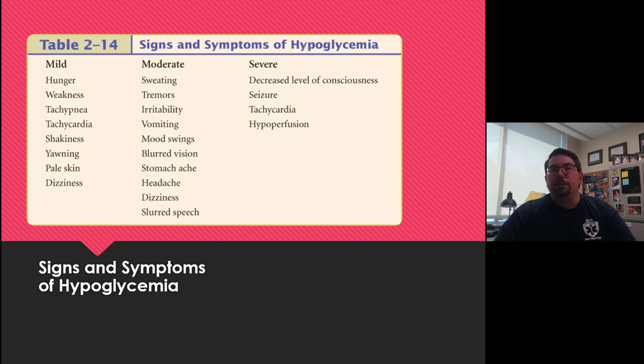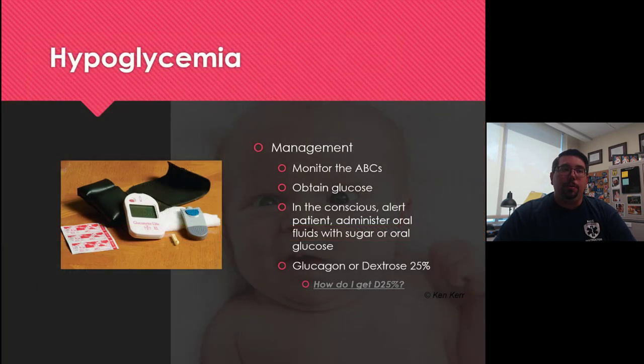For severe: decreased level of consciousness, seizures, tachycardia, and hypoperfusion. Any of those cases where a patient presents with any of those severe symptoms, we should be immediately checking a blood glucose. It's better to err on the side of caution and obtain that information than not to have it and have the patient end up in cardiac arrest due to hypoglycemia.